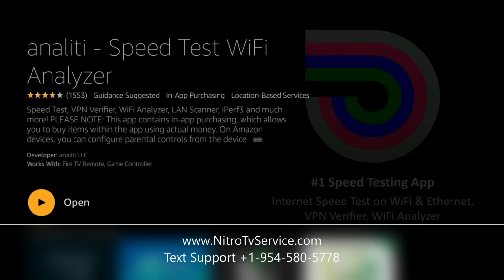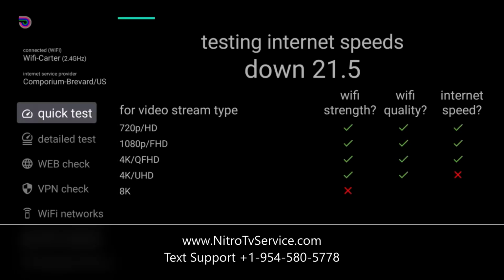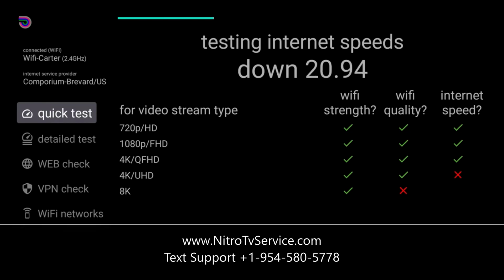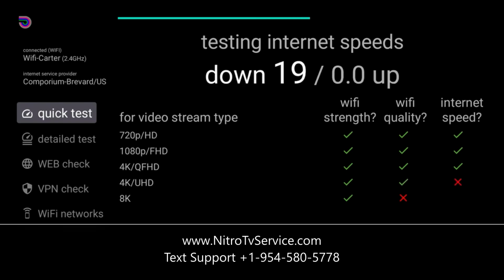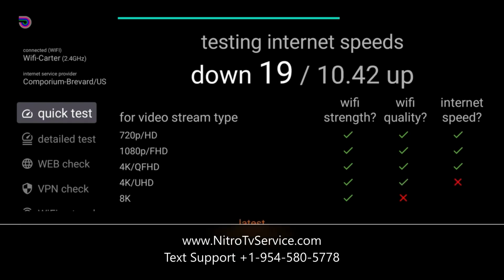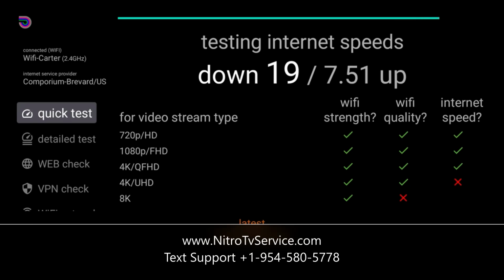Alright, so I'm going to go ahead and open this up. It's done installing and downloading. I just want to do a quick test. It looks like it's already running an internet speed test. It shows Wi-Fi signal strength. It gives you the stream qualities that your internet speed can produce: 720, 1080, 4K, 8K, and so forth.